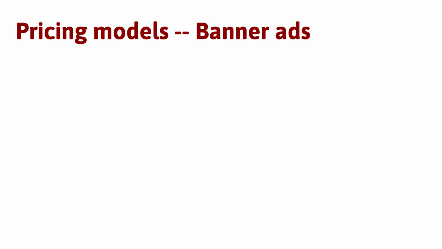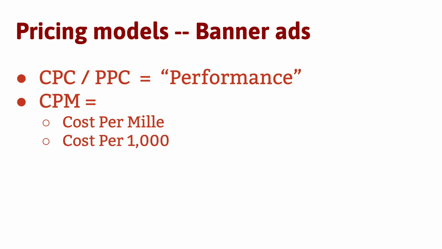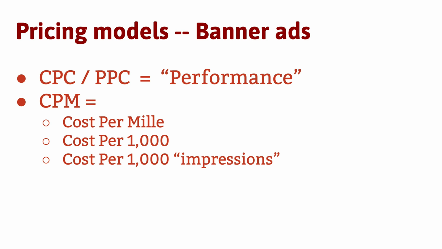So what do you do about that? Well, you probably just have to price it accordingly. That's what most websites do about it. What's the pricing model for banner ads? Well, sometimes they're also sold on CPC and PPC, but CPM is the most common approach, and that stands for cost per mille. Now, mille is not a person's name. It's Latin for 1,000, so it's cost per 1,000, and we're talking about cost per 1,000 impressions.